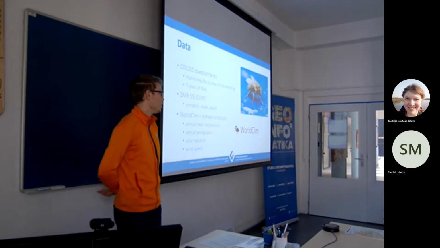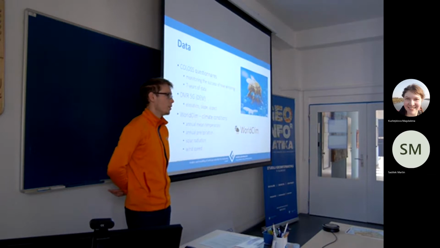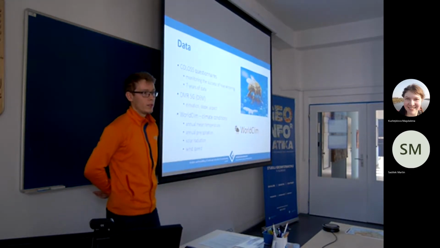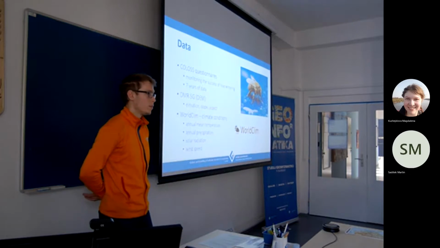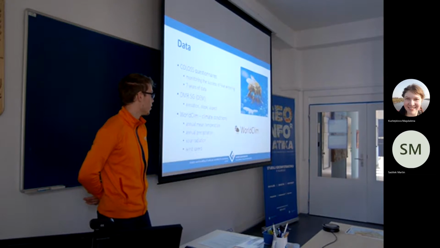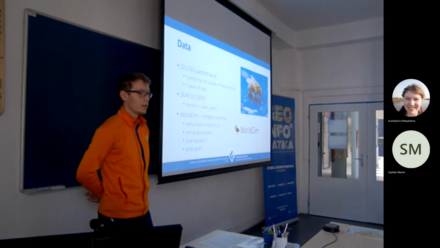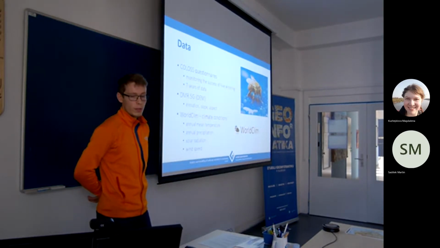Then I'll be using a digital elevation model, in our case DMR of the 5th generation. From that, I can, of course, derive the slope and aspect of the terrain. And then I'll be using climate conditions from the WorldClim database. I'll be using annual temperature, precipitation, solar radiation, and wind speed.